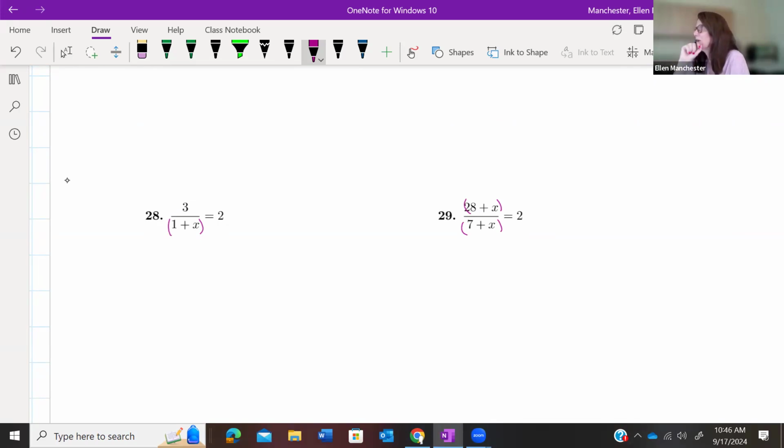It's a 1 plus X. It's not a 28 and an X. It's a 28 plus X.